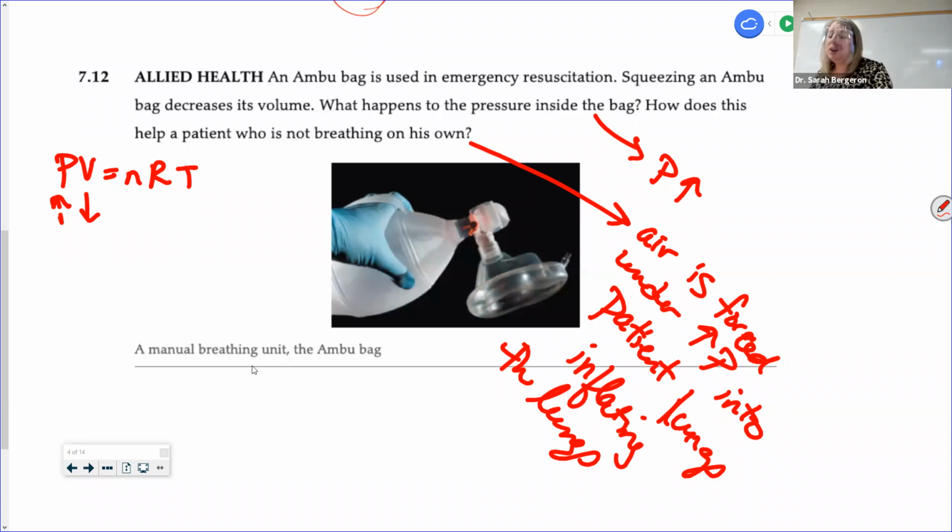There's a really cool video on how the valves and everything work in the Ambu bag. I think I posted it. So if you look at the chapter 7 material, I'm pretty sure I posted it. At least I wanted to. I'll check when I get back to my office to make sure I did. But there's a really cool video on it. It's really interesting. Okay.